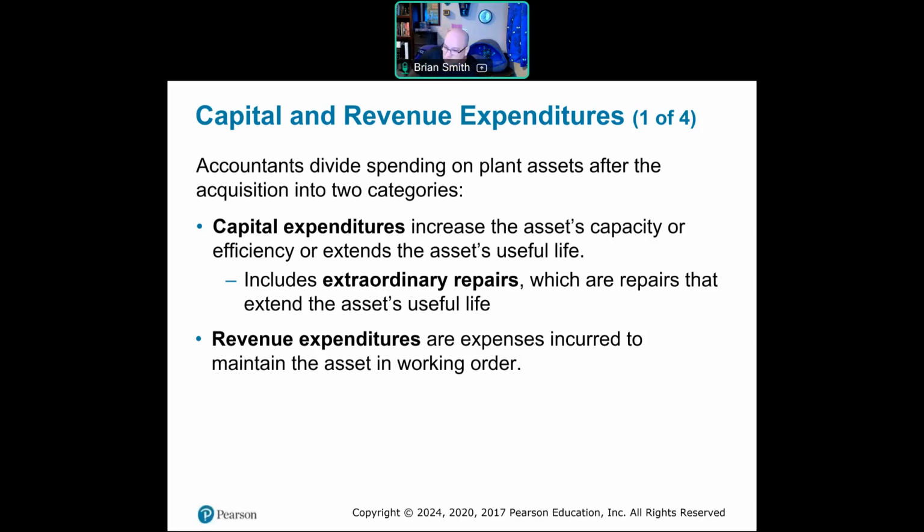Anything like paint, even if the paint costs a lot, you're going to expense it because that doesn't improve its usefulness. It's not extending the life. It's not going to somehow give you increased mileage on that. So it's just not happening.